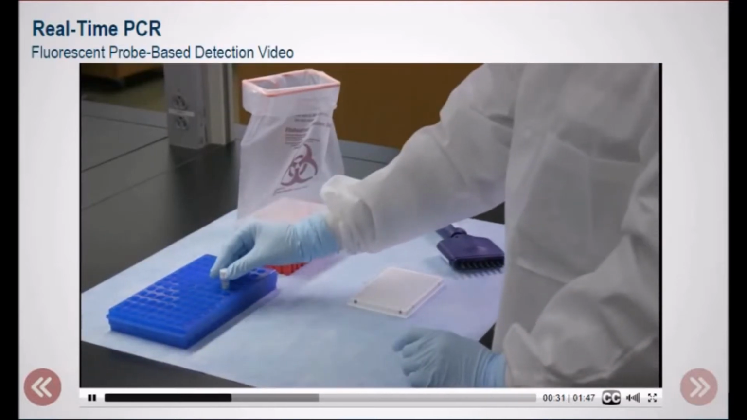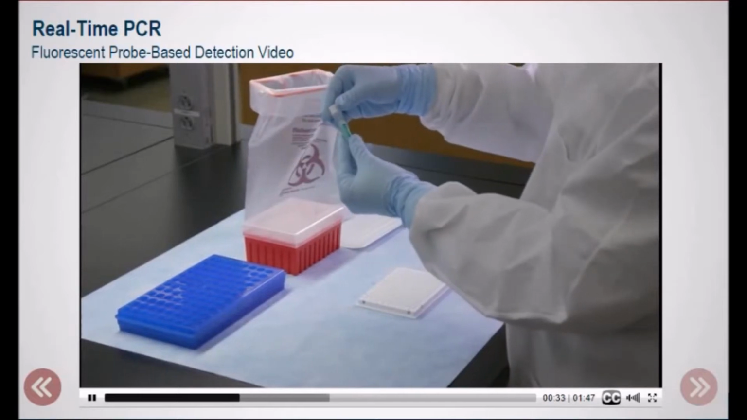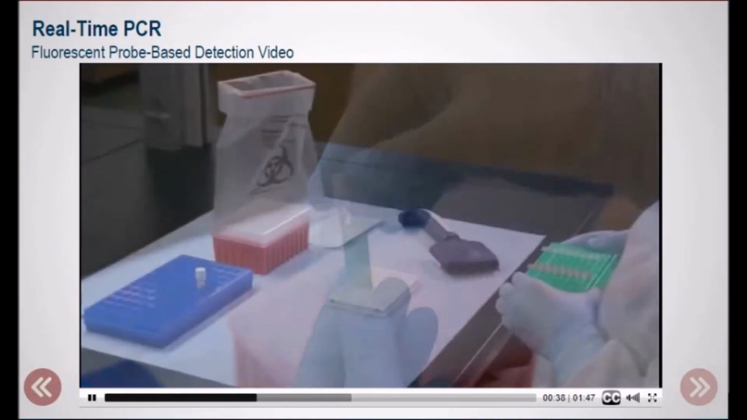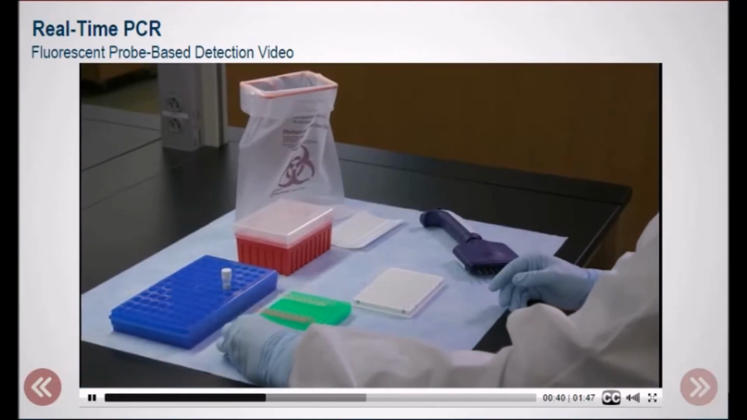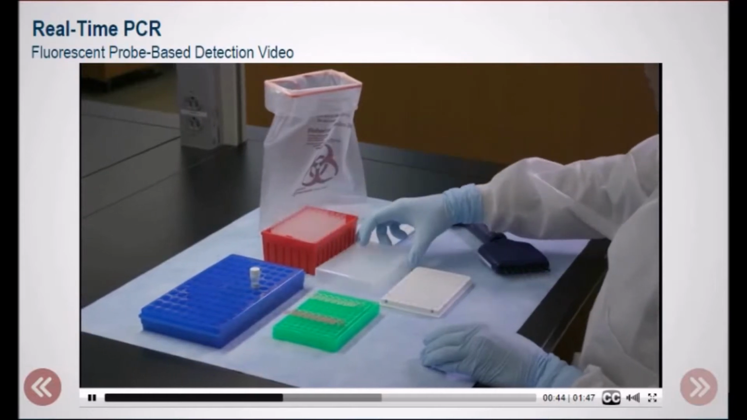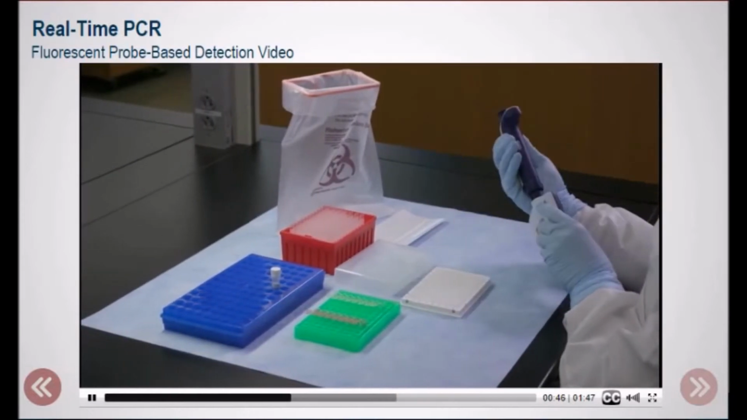The fluorescent dye-based method utilizes a dye that emits fluorescence when incorporating itself into double-stranded DNA. The fluorescence signal increases at each PCR cycle as more double-stranded DNA molecules are generated.